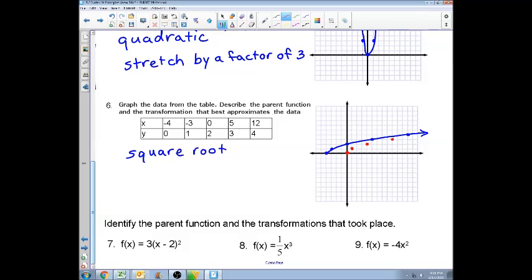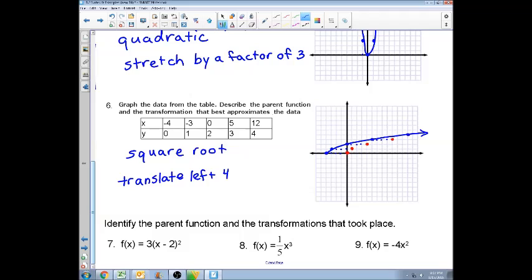Let's go ahead and look at what happened here. The first thing I want to see is how far from my parent function points the new function has moved. It looks like it has moved to the left 1, 2, 3, and 4. I wonder if that happened with the next one. 1, 2, 3, and 4. So it does not look like I stretched or shrunk it by any factor. It just moved to the left 4. So I would call this a translation left 4.